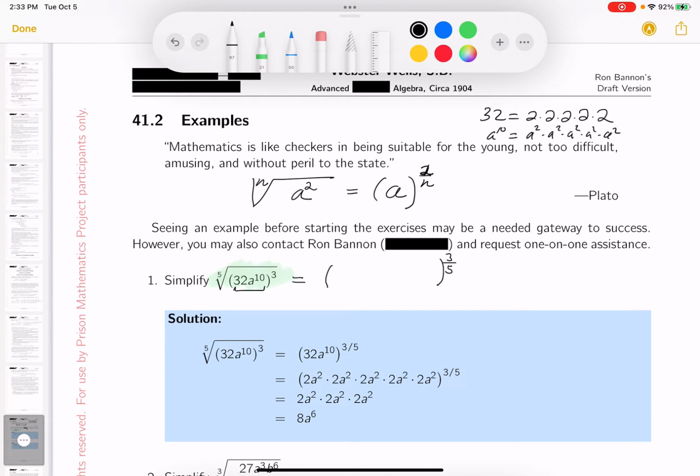So let me write this down. You're going to get 2A squared, 2A squared, 2A squared, 2A squared, 2A squared. What do they want? They want 3 of the 5 equal factors. 1, 2, 3. Let's write that down for you. What would you get? 2A squared, and there's 3 of them. What does this give you? Well, 2 cubed is 8, because 2 times 2 is 4, times 2 is 8. And A squared to the third power is A^6.